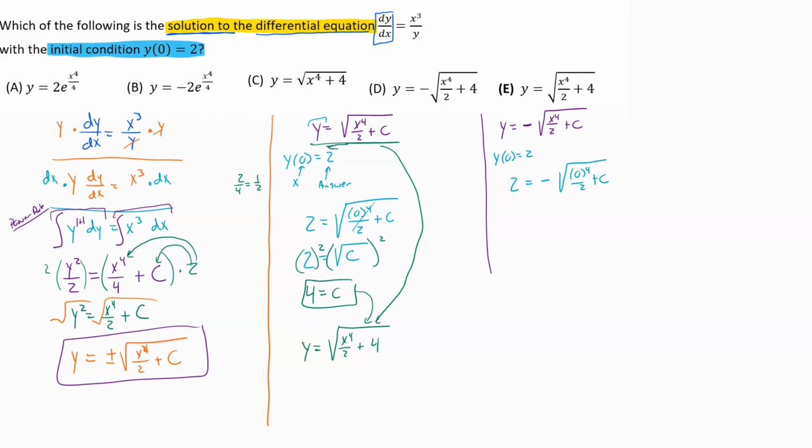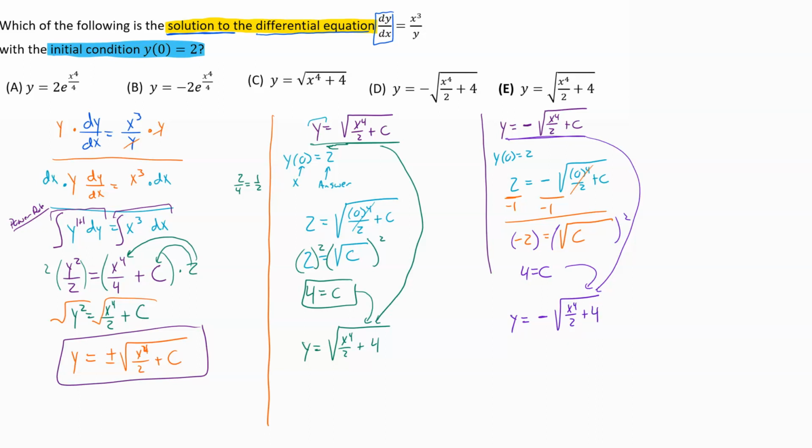Little bit of extra algebra. We got to get that negative off there before we square both sides. So we'll pull the negative to the other side. We end up with negative 2 equals, 0 again is going to cancel out, and we'll end up with the square root of c right here. And then just like we did on the other side, we're going to square both sides of this to cancel out the square root, and we end up with 4 equals c. So then the final answer on this side, our final option becomes the specific formula, y equals the negative square root of x to the 4th over 2, and then we put that plus 4 on there.